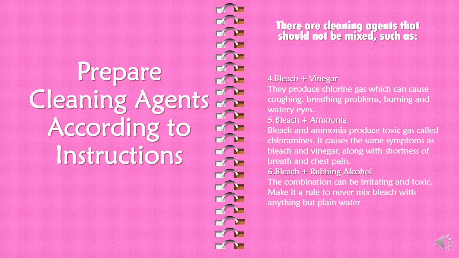Same with bleach and ammonia. Bleach and ammonia produce toxic gas called chloramines. It causes the same symptoms as bleach and vinegar along with shortness of breath and chest pain. Bleach and rubbing alcohol. The combination can be irritating and toxic. Make it a rule to never mix bleach with anything but plain water.